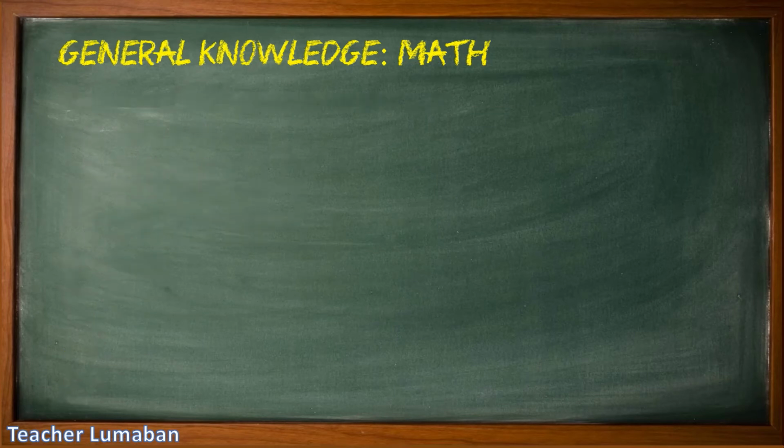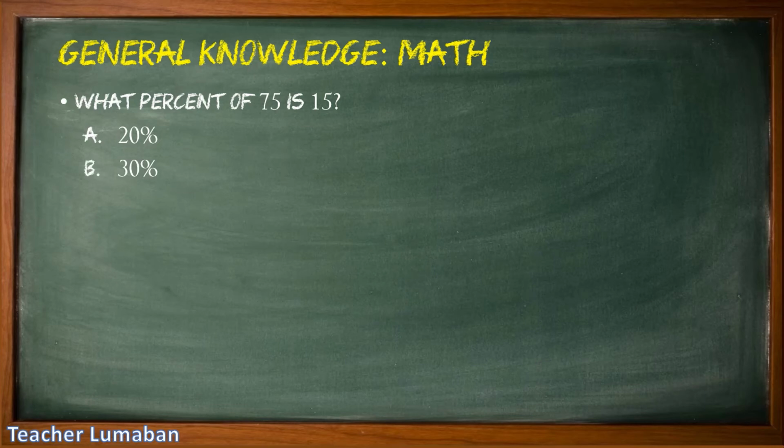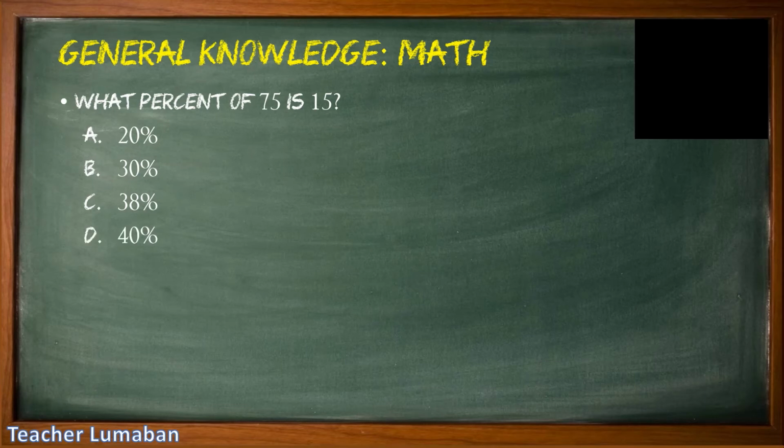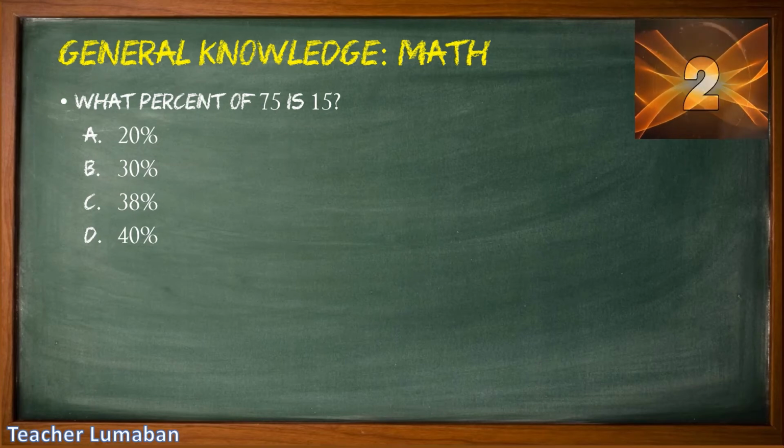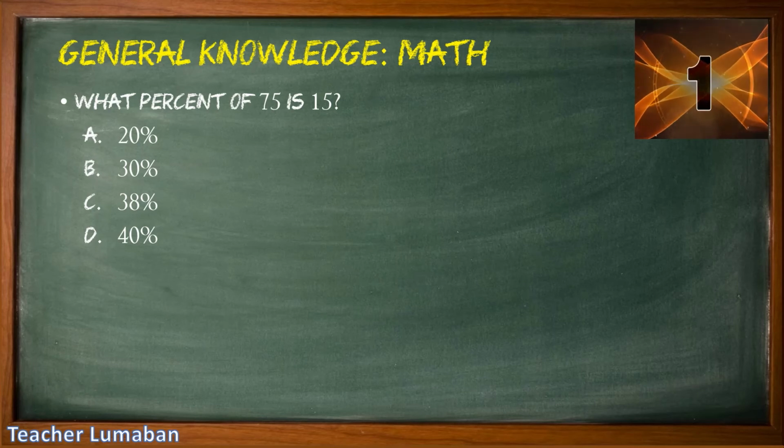What percent of 75 is 15? Letter A, 20%. Letter B, 30%. Letter C, 38%. Letter D, 40%. Please answer in 5, 4, 3, 2, 1.